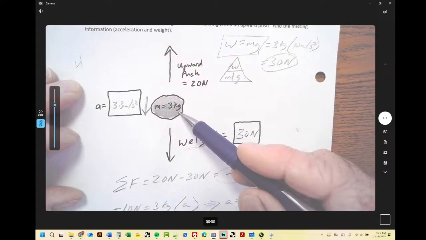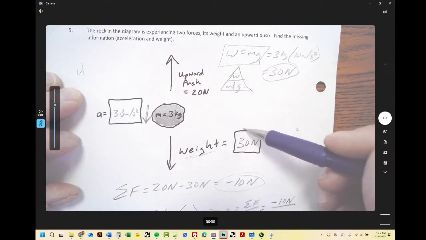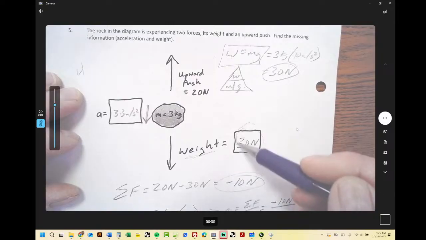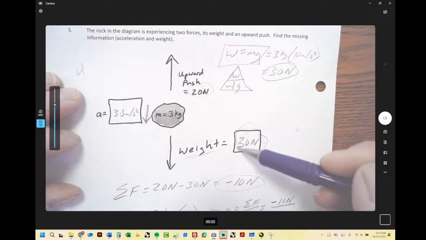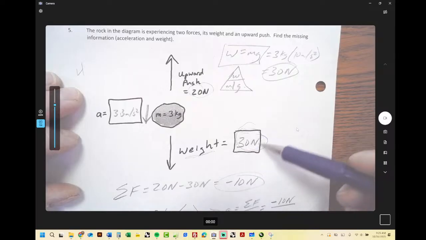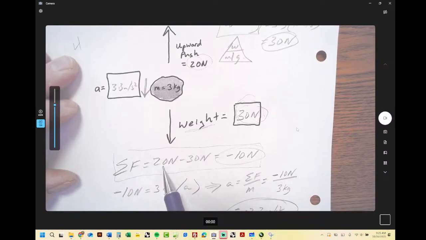So my first step was I could use this formula, so I did. So I got the weight. And now that I have the weight, I've got both of the forces. I've got 20 and I've got not 30, I've got negative 30. So my next step is just to add up the forces and get the net force. So 20 minus 30 is negative 10.